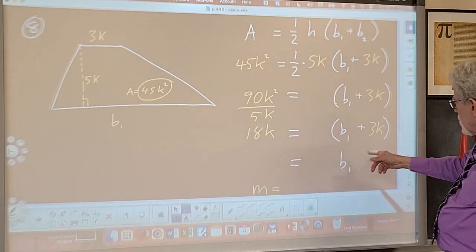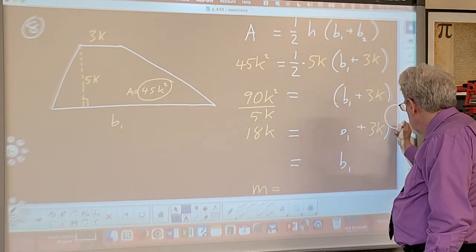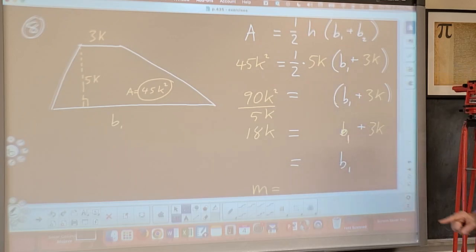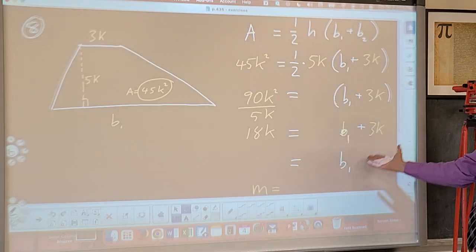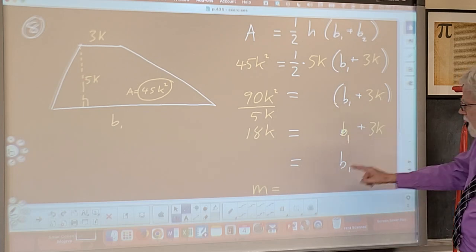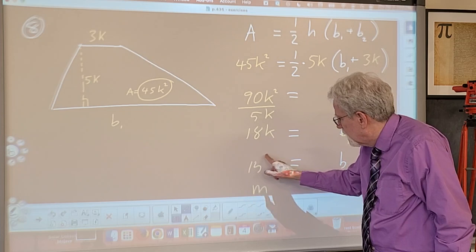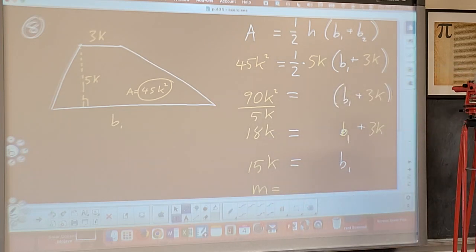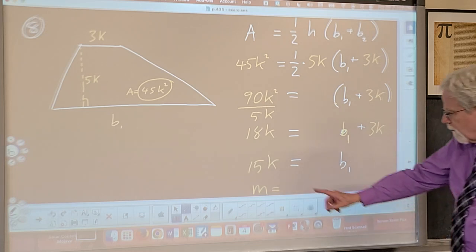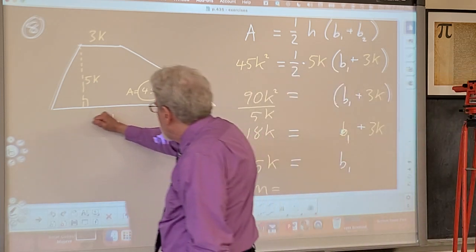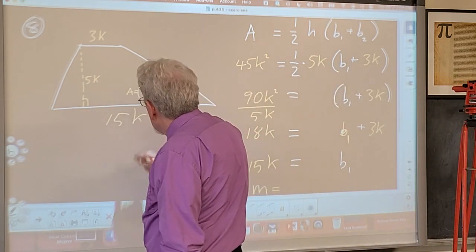And then, we're very close to being done. Now, to get that b1 by itself, because we're looking for b1, we just subtract 3k. Subtract 3k, subtract 3k, b1 turns out to be 15k, and we're done. But what's k? K could be anything. We don't know, we don't care. That's not what we're looking for. We're looking for b1, and it's 15k. Done.